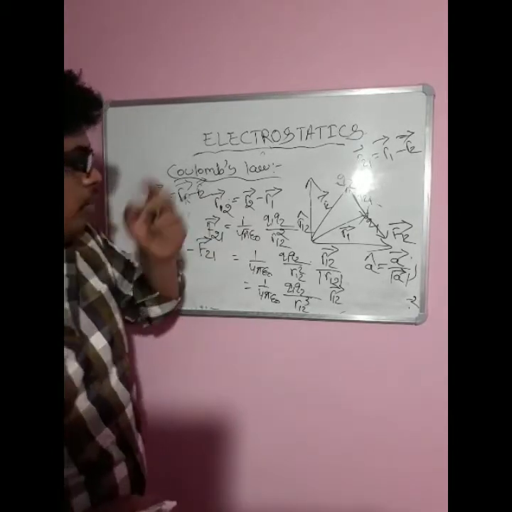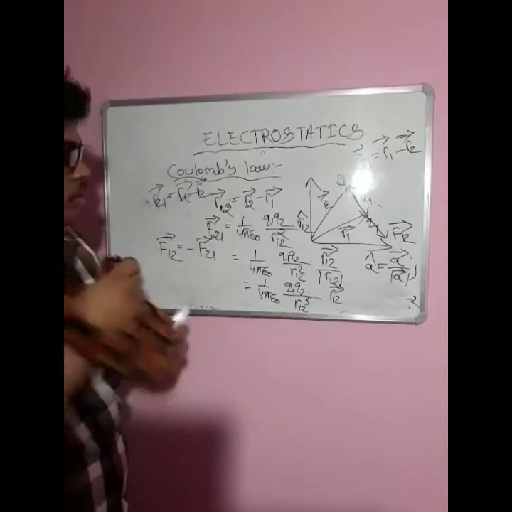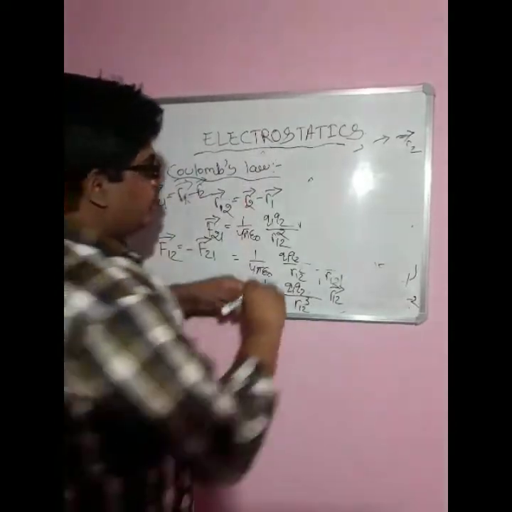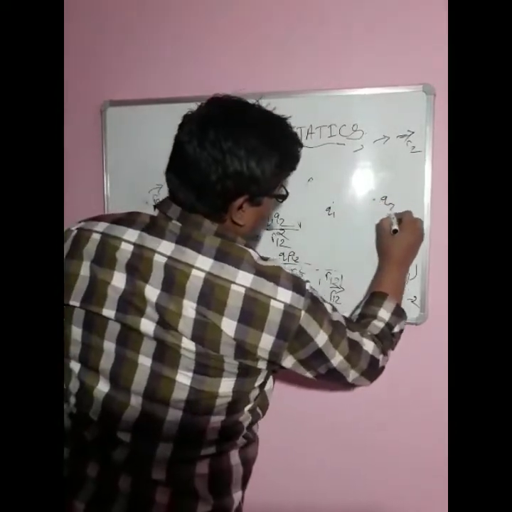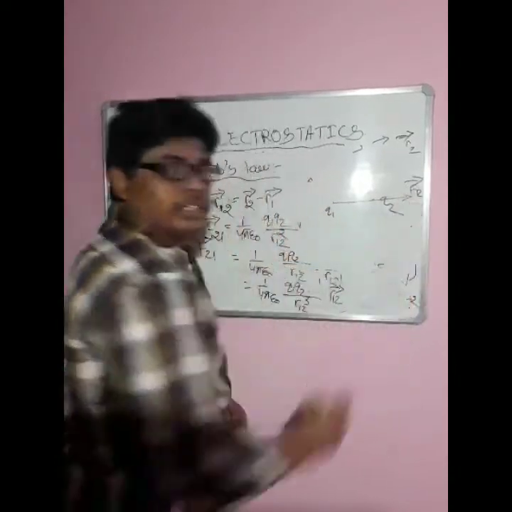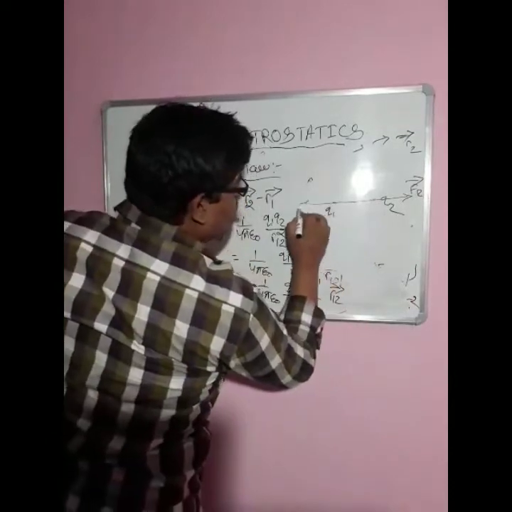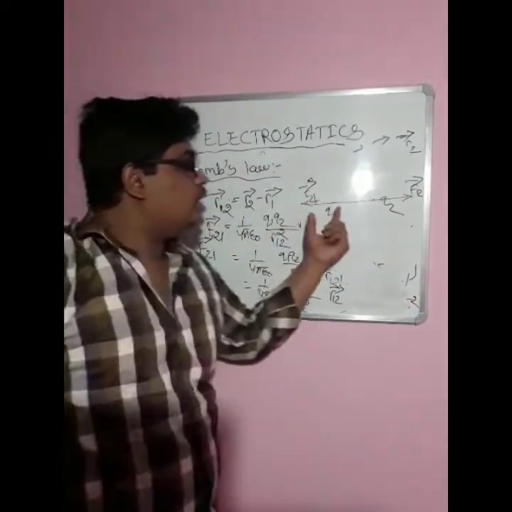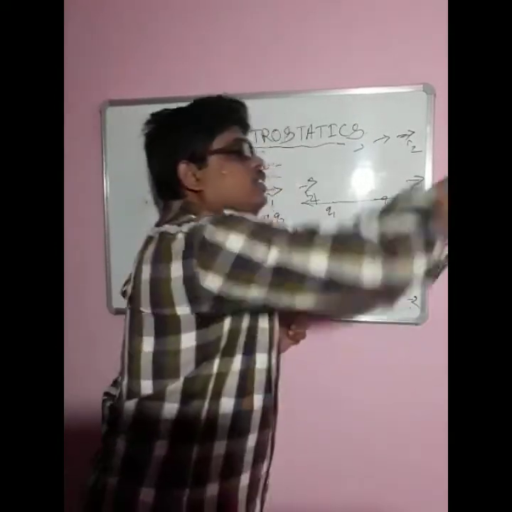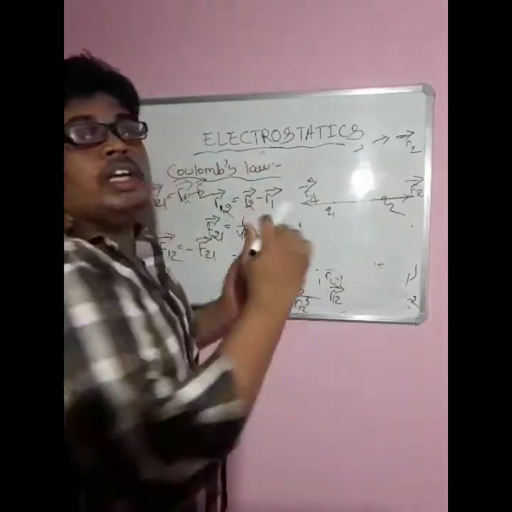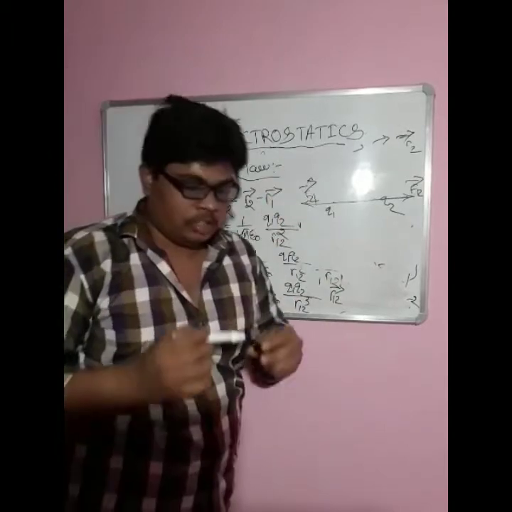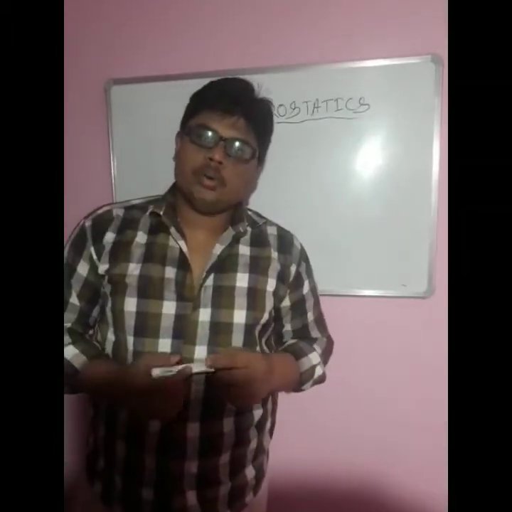That means, see, if these are two charges, due to Q1 the force exists in this way, F12 vector, and due to Q2 the force exists in this way. See, the direction is different, but the magnitude is the same. Here the force direction is this one, and here the force direction is this one. This is the opposite direction, but the magnitude is the same. This is the vector form we already discussed about Coulomb's force.